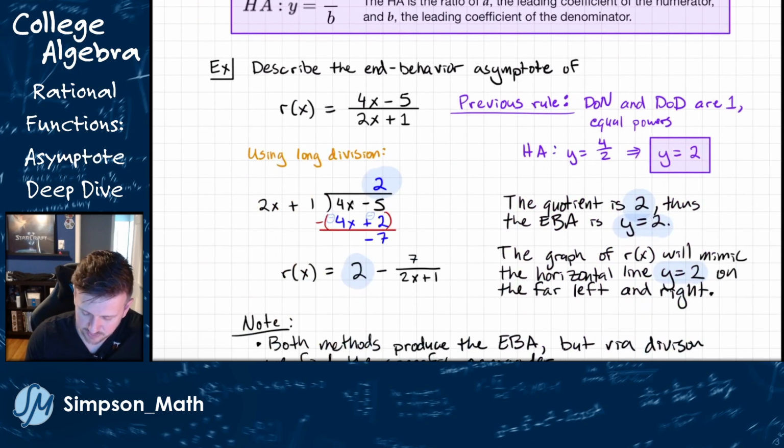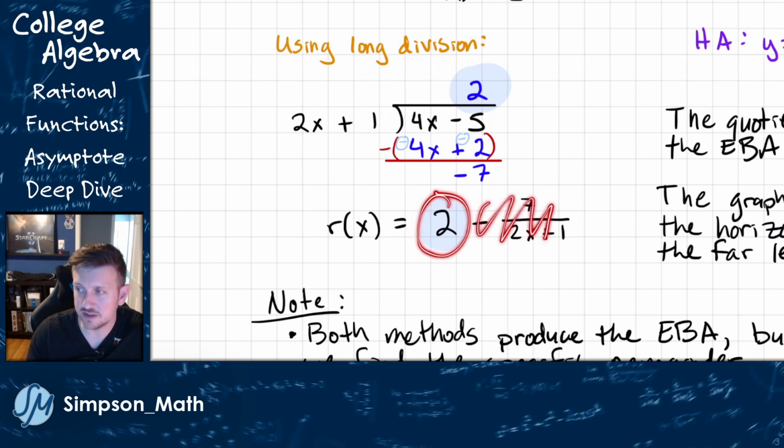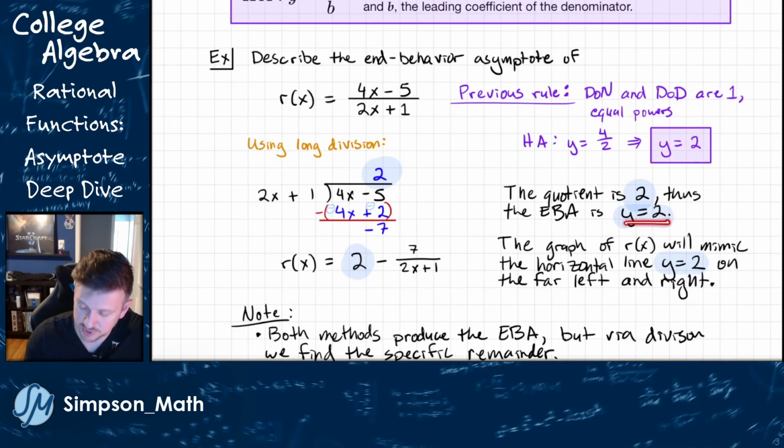Some might say that the quotient would be this entire thing. I'm kind of casually defining the quotient as what's up above, not the remainder. So I'm calling that 2 the quotient, and then this is the remainder part. So it's the quotient without the remainder. My quotient is that 2. So that is my end behavior asymptote, just y equals 2. So notice we get y equals 2 regardless.